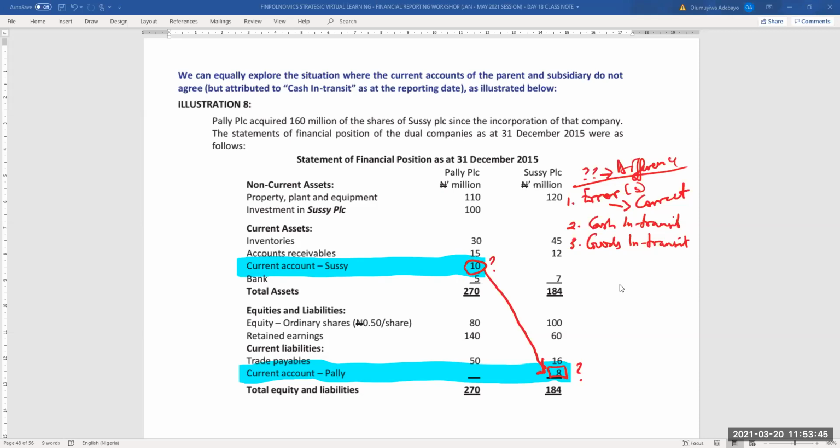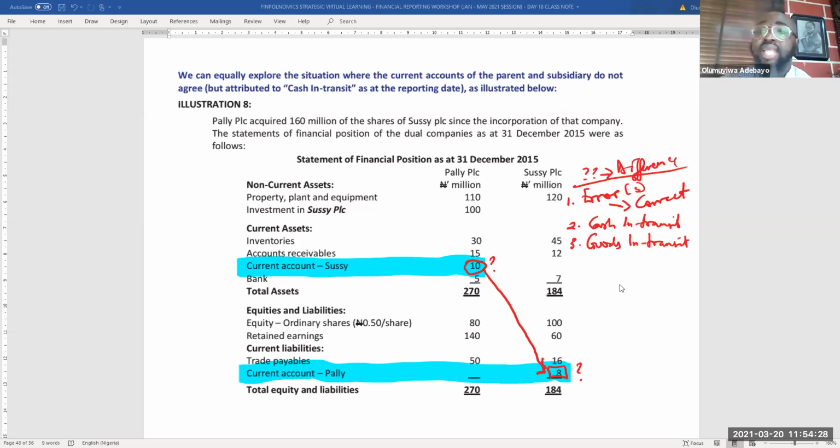That's perfect. Now, let me give you a real life example of cash in transit today. When we say cash in transit, we are not necessarily talking about physical cash, because nobody moves physical cash like that again. Have you found yourself in a situation where you've done a transfer from your bank account, you have been debited, but the person said he has not received the money, or the person goes to the bank to complain?